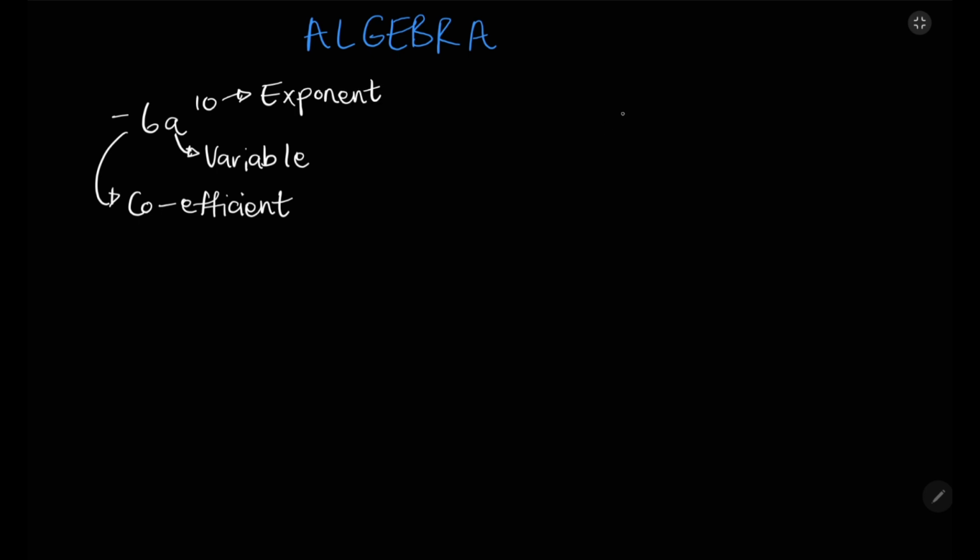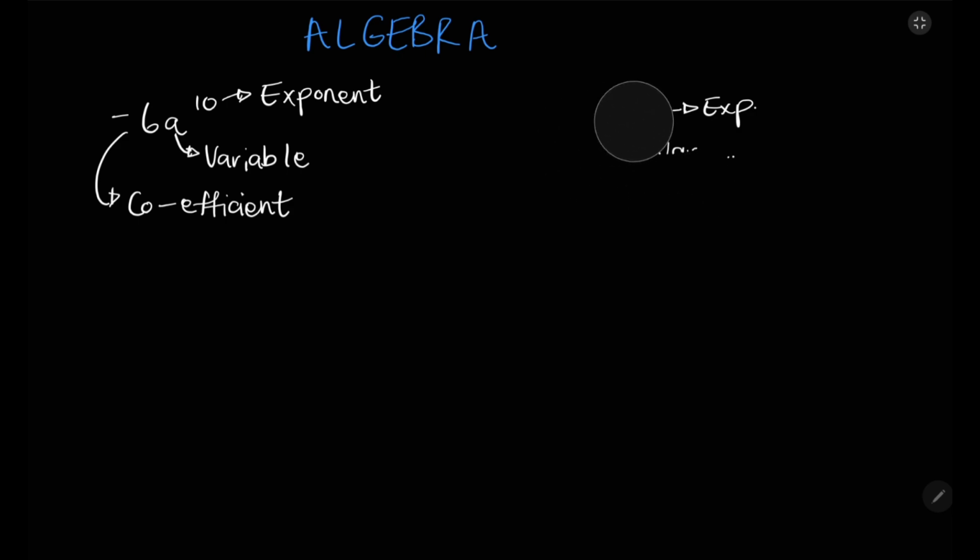Now what if you had, let's say, x to the power 2? What is your coefficient? Your coefficient is 1. You know that when you're given, let's say, x squared, there's an invisible 1. So that 1 is your coefficient. Your variable is x, and your exponent is 2.